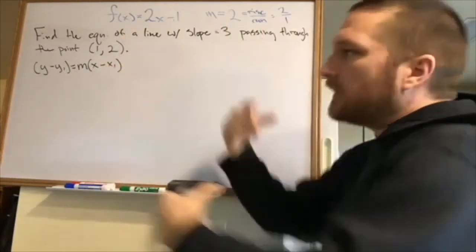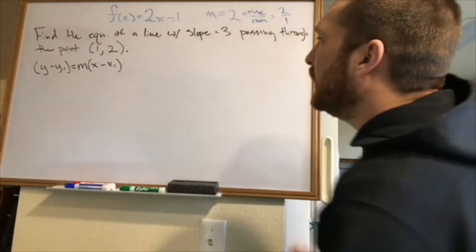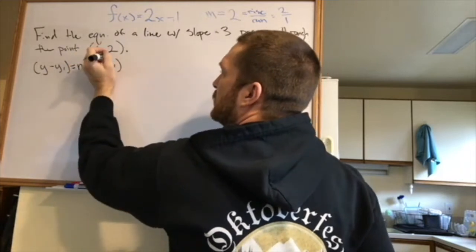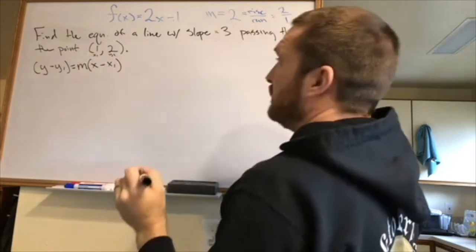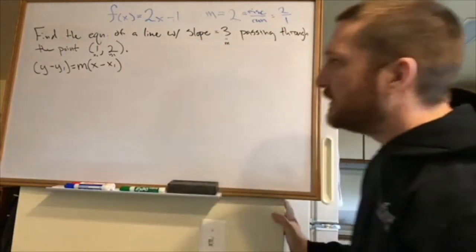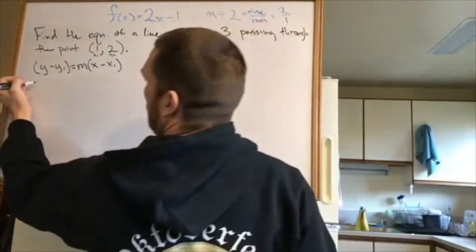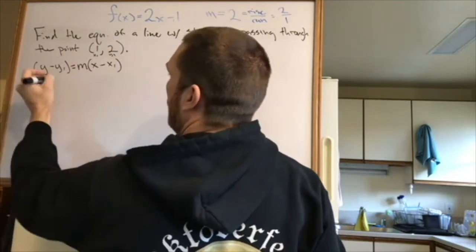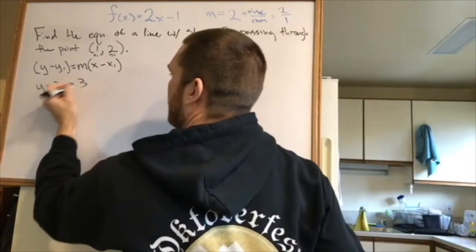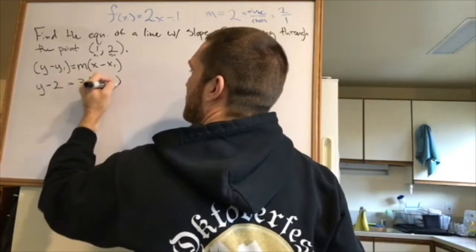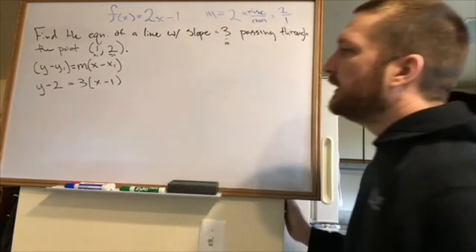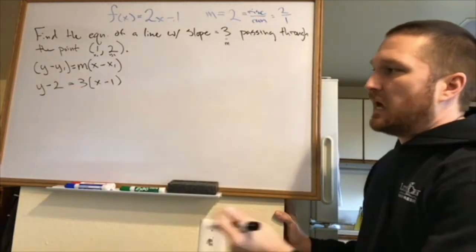And now we're just plugging things into a formula. This value 1 is x1. This value 2 is y1, right, x, y. And then m is the slope, so 3 is m. So y minus y1 is y minus 2, m is 3, and then we have x minus x1, which is x minus 1. Now, of course, that's not what the book is looking for.